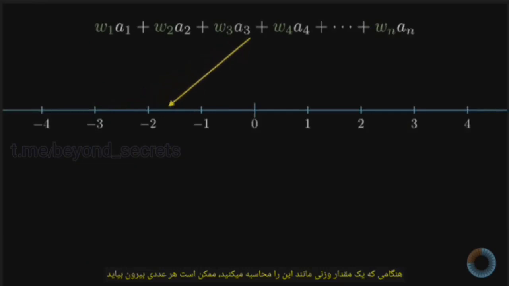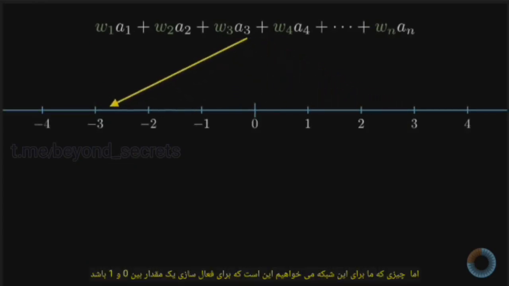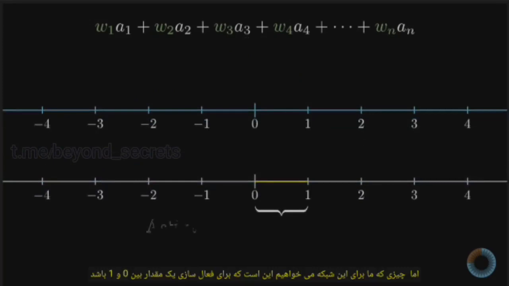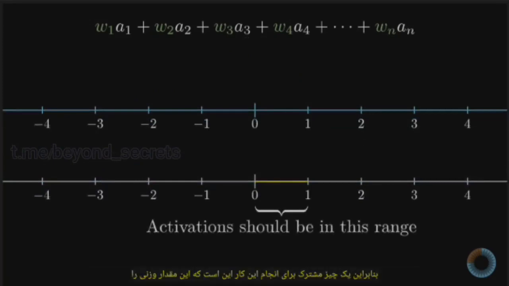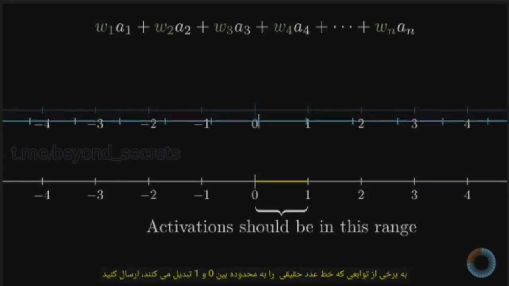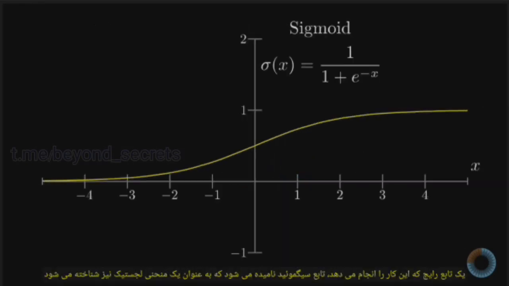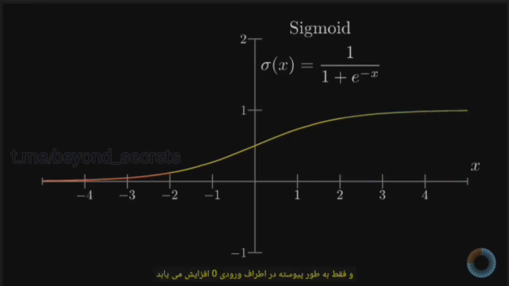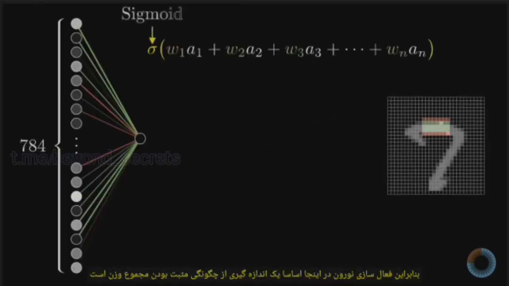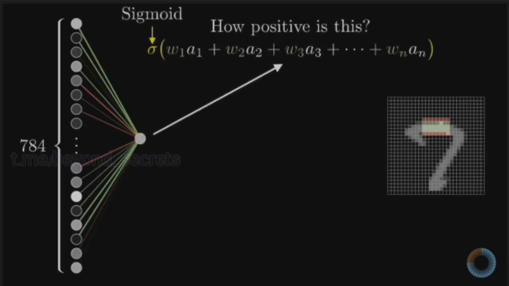When you compute a weighted sum like this, you might come out with any number, but for this network, what we want is for activations to be some value between 0 and 1. So a common thing to do is to pump this weighted sum into some function that squishes the real number line into the range between 0 and 1. And a common function that does this is called the sigmoid function, also known as a logistic curve. Basically, very negative inputs end up close to 0, very positive inputs end up close to 1, and it just steadily increases around the input 0. So the activation of the neuron here is basically a measure of how positive the relevant weighted sum is.